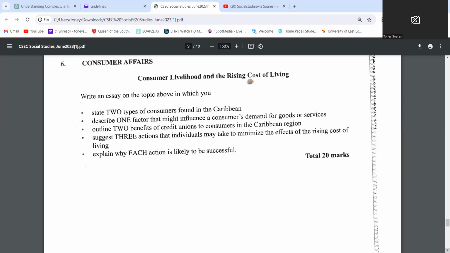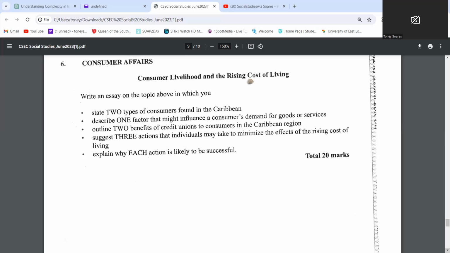All right, let's start with the first part. It says, state two types of consumers found in the Caribbean. Types of consumers, we have individual consumers, right? You tell me one other type of consumers that you can think of outside of individual consumers. All right, that's correct. We have groups as consumers, and then we have businesses as consumers.